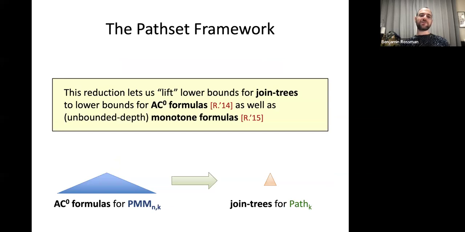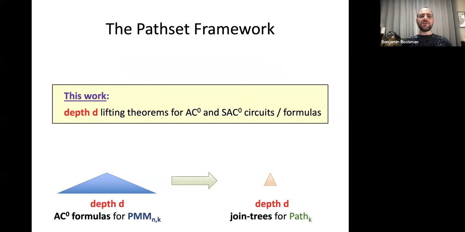Okay, so really the takeaway is that this reduction gives us a way to lift lower bounds for some combinatorial parameters of these join trees. We can lift those to lower bounds for AC0 formulas computing PMM_{n,k}, as well as unbounded depth monotone formulas. Okay, so the technique actually works in those two settings. And what we do in this work is we refine that method in order to get a depth d lifting theorem.